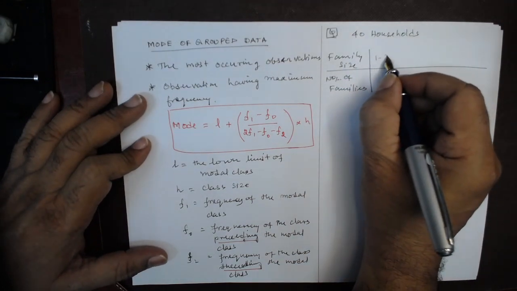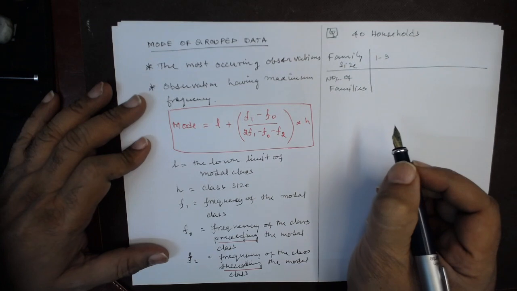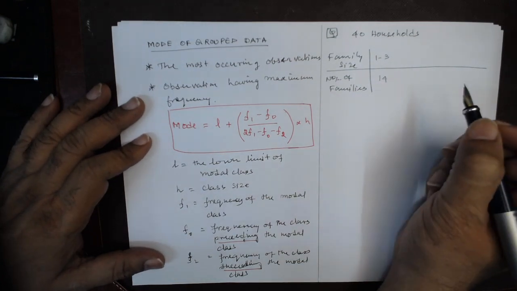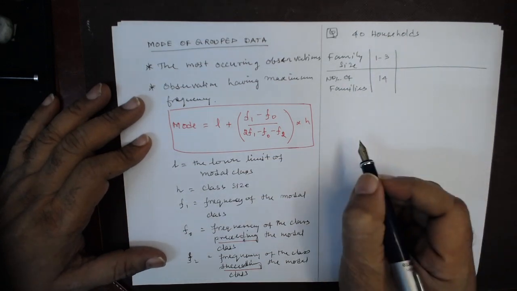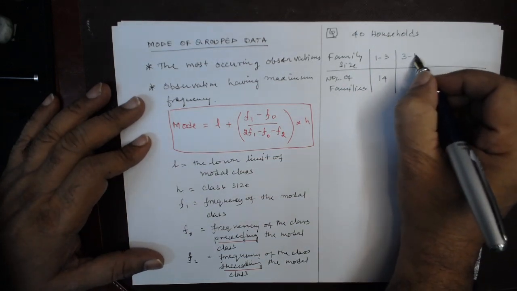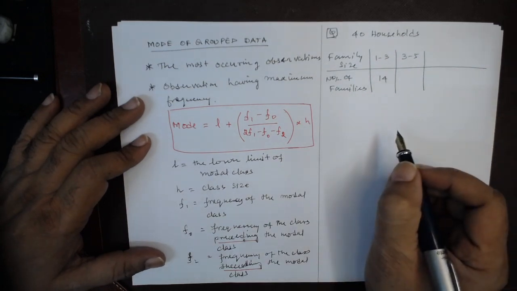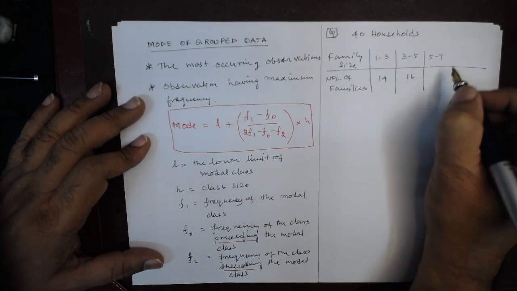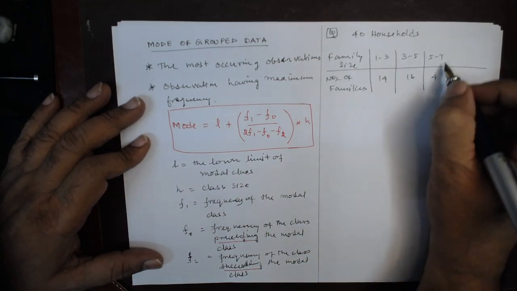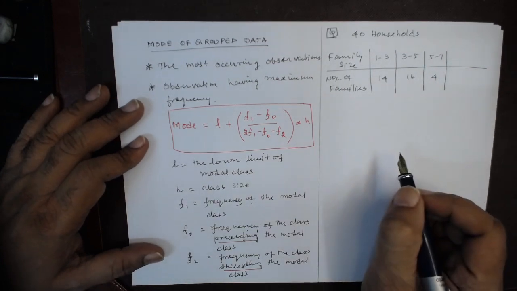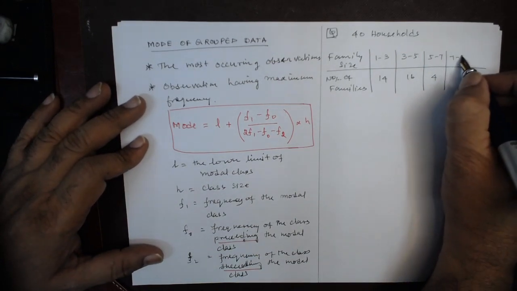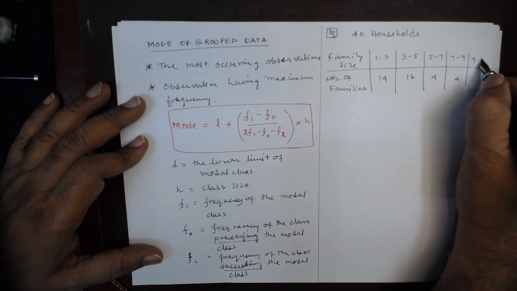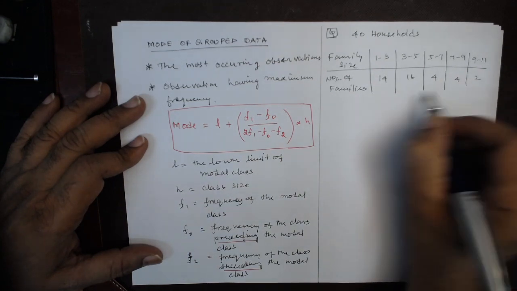Family size with 1 to 3 members are present in that locality, 14 families. 3 to 5 membered family, there were 16 such families. Similarly, 5 to 7, 4 families. 7 to 9, 4 families, and 9 to 11, 2 families.